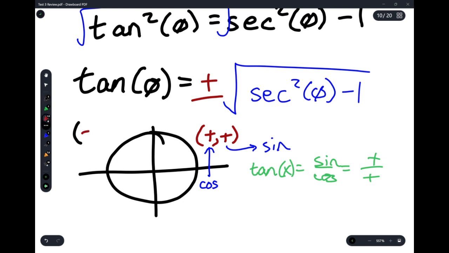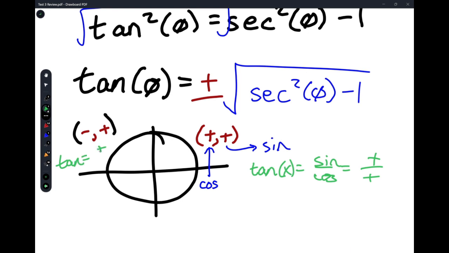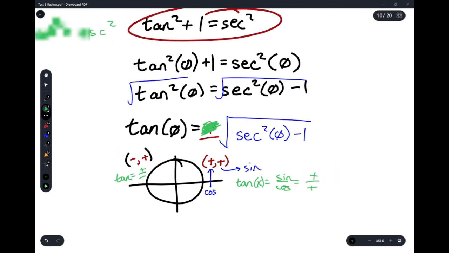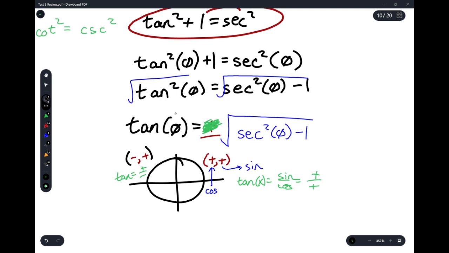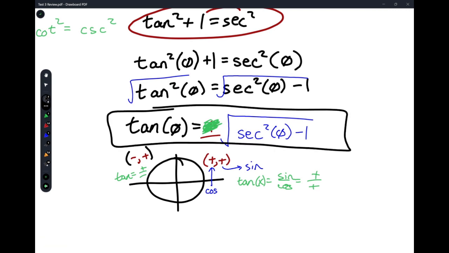So this one would be negative comma positive, which means in terms of tangent, tangent is going to be positive over negative, which is just negative. So that would be your final expression there, which is pretty cool.